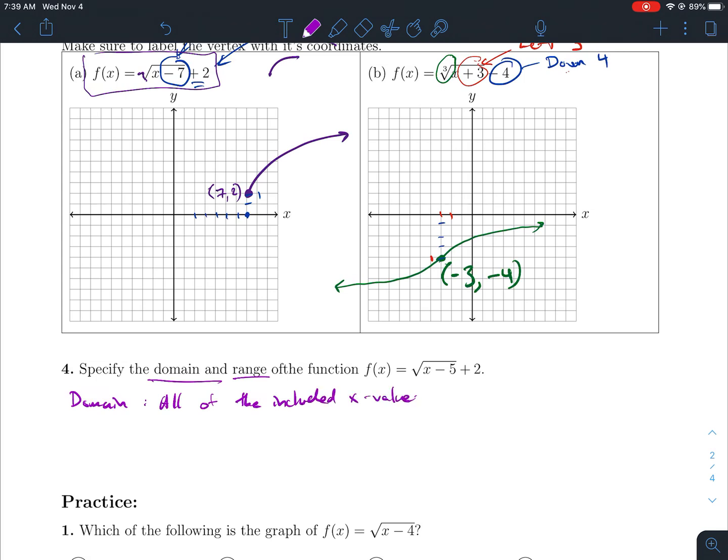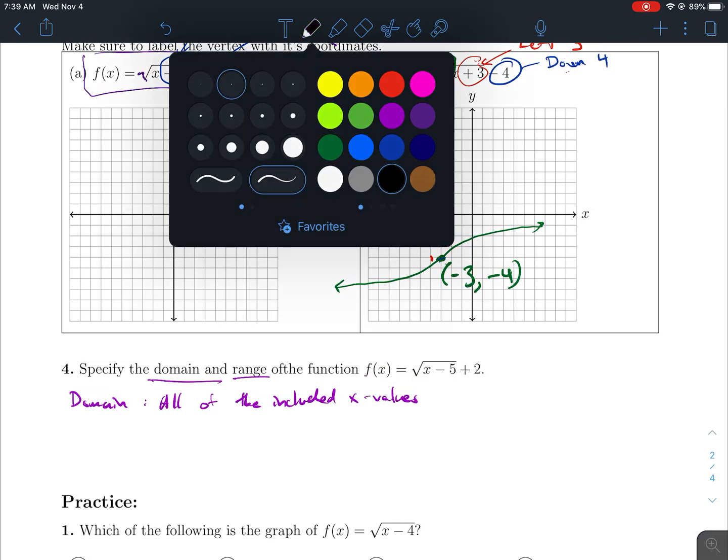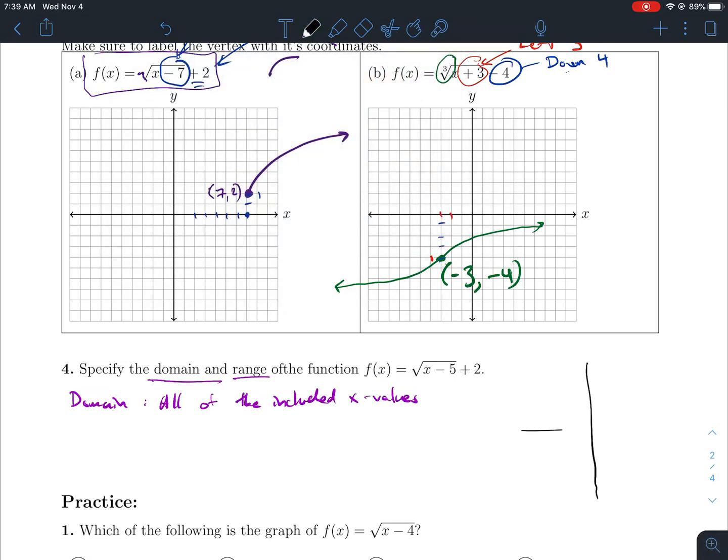Now, it is very hard for me to see what x values would be okay here, just looking at the function. So what we're going to do instead is look at the graph. So here are our axes. This one is going to be a square root style function because it's just the square root. So we know it's going to be like a little wave. It's going to be 5 to the right, opposite of expected, 2 up.